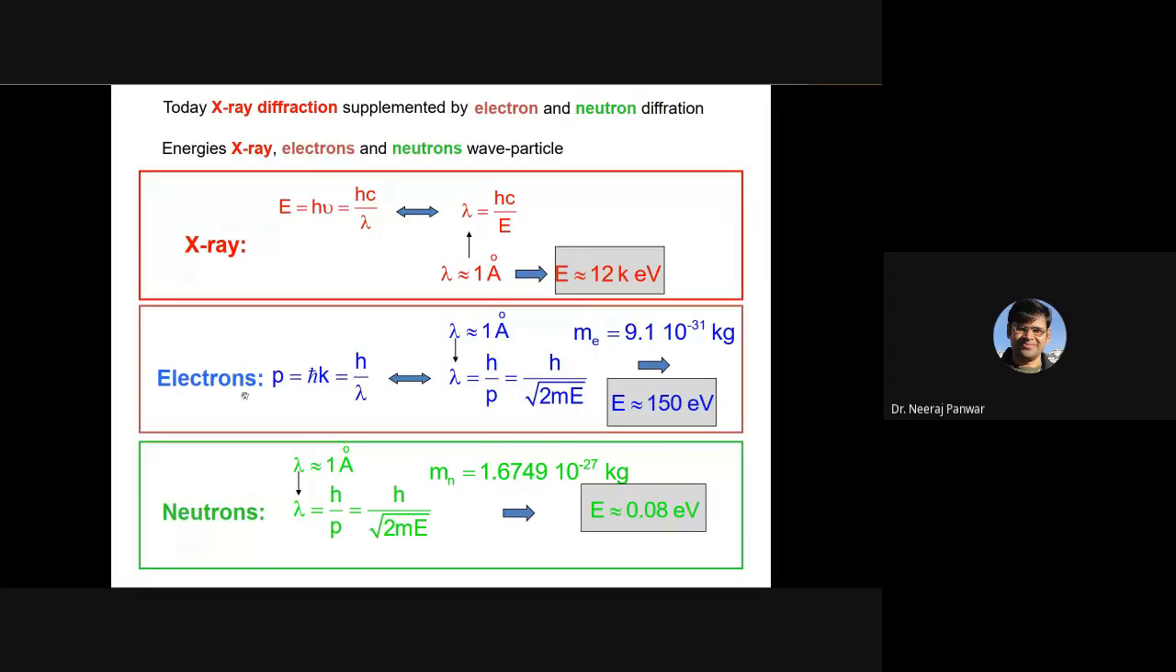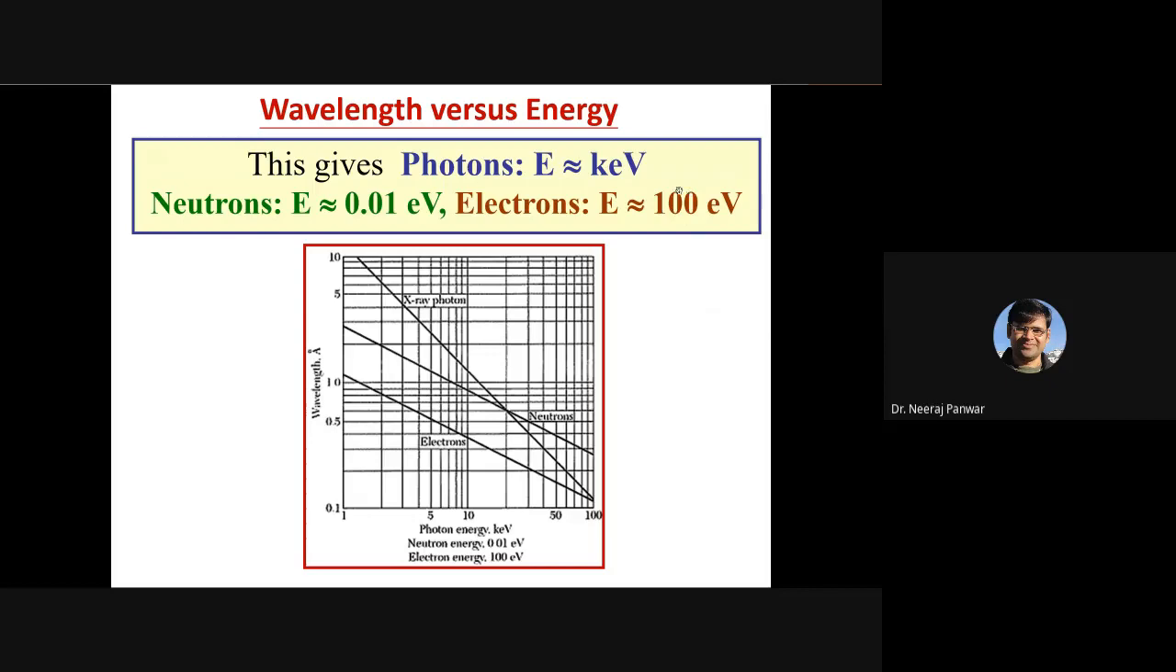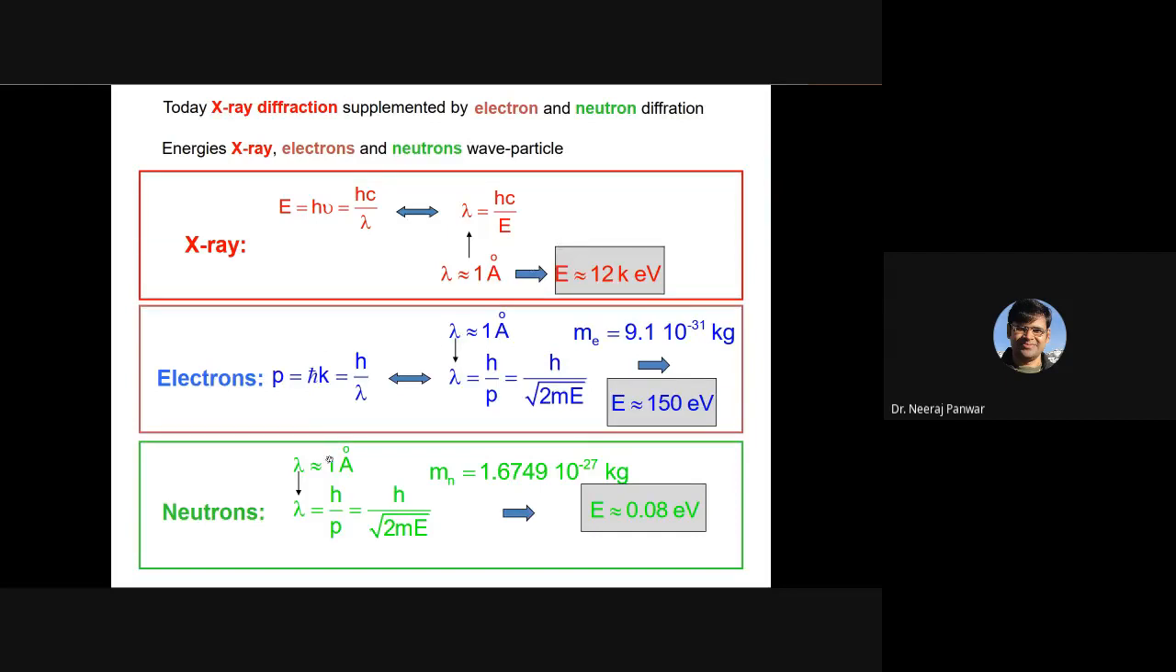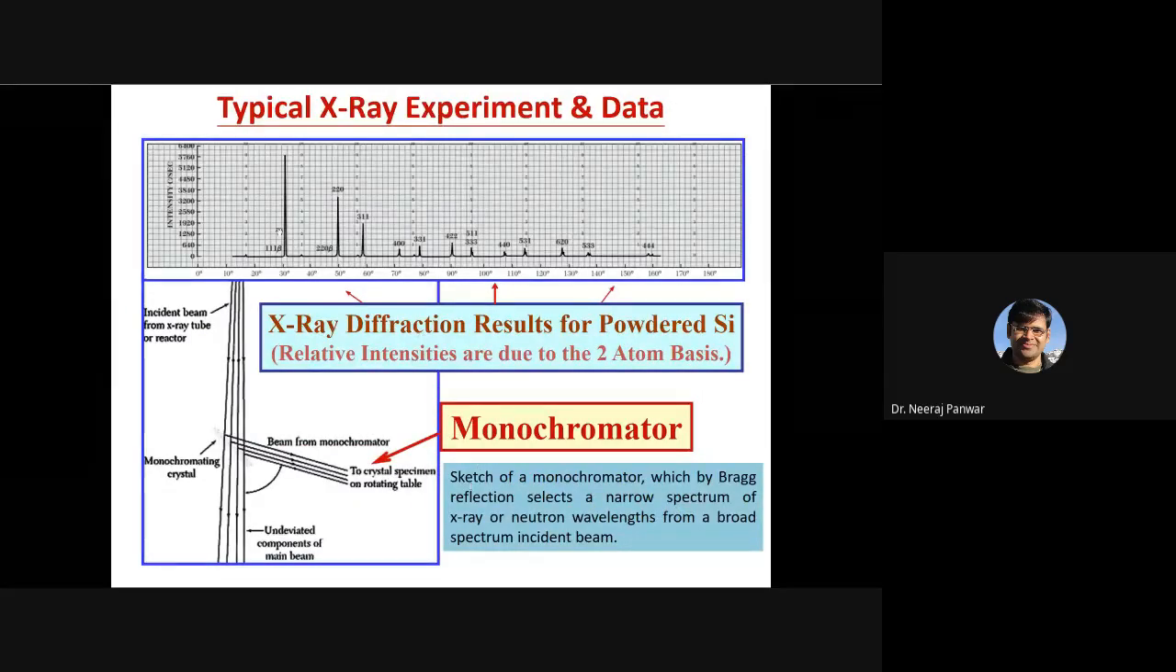Similarly, if we have incident electrons of the same wavelength, 1 angstrom, then we need to calculate the energy associated with them. The energy should be 150 electron volt, and this is what we have said: the energy should be of the order of hundreds of electron volts for electrons incident on the solid. Similarly, for neutrons, for a 1 angstrom wavelength neutron, the energy will be 0.08 electron volt. All right, so this is what we get.